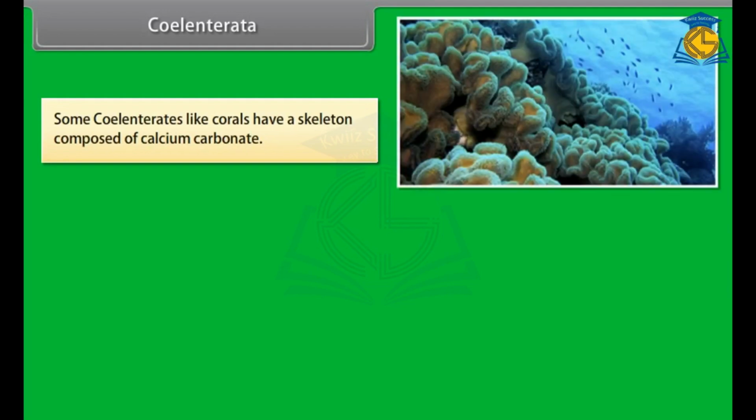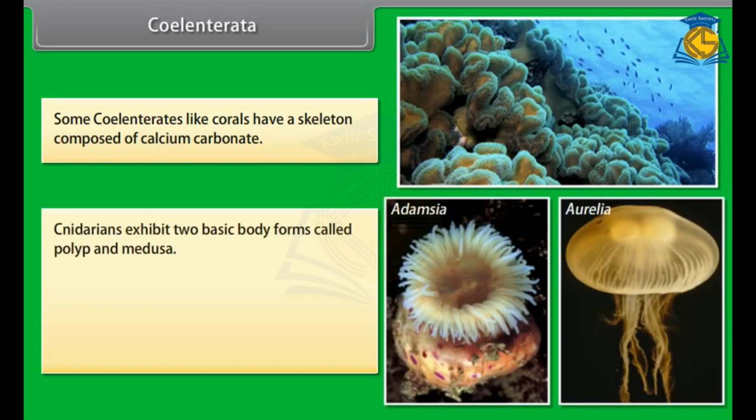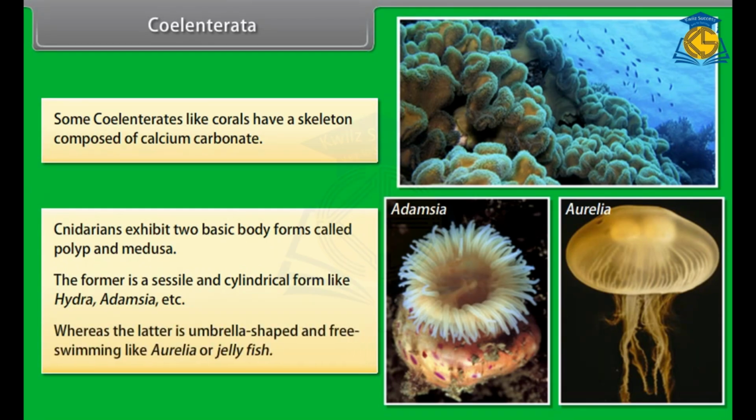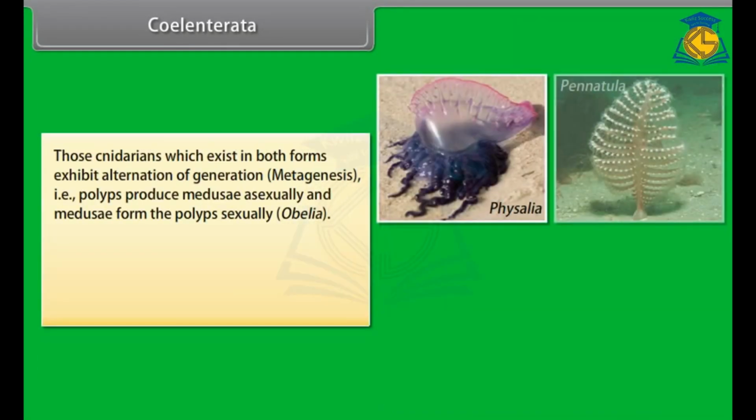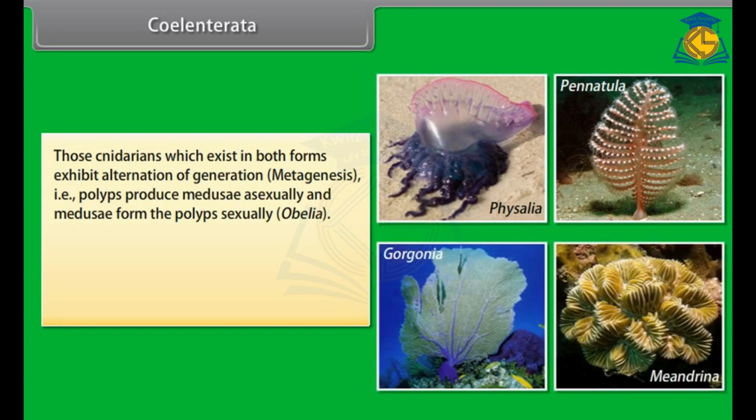Some coelenterates, like corals, have a skeleton composed of calcium carbonate. Cnidarians exhibit 2 basic body forms called polyp and medusa. The former is a sessile and cylindrical form like Hydra, Adamsia, etc., whereas the latter is umbrella-shaped and free-swimming like Aurelia or jellyfish. Those cnidarians which exist in both forms exhibit alternation of generation, that is, metagenesis, that is, polyps produce medusae asexually and medusae form the polyps sexually, for example, Obelia.